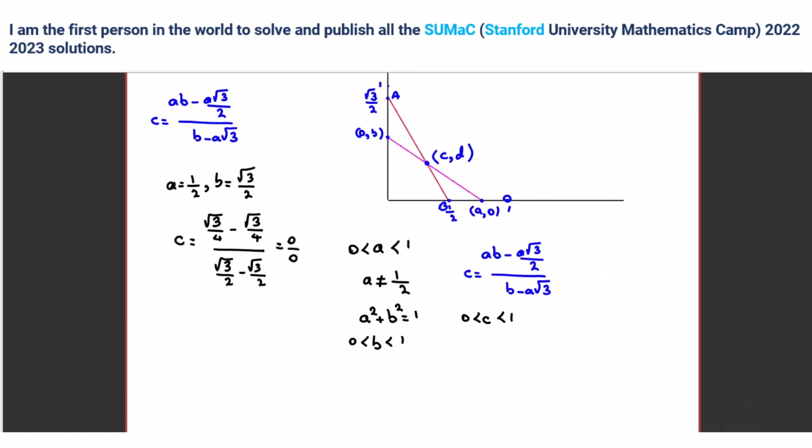It's only 1/2 for positive a values. Only 1/2 is for the case that this is 0. b minus a root 3 is 0, so b is equal to a root 3, and a squared plus b squared is 1, right? So 4a squared is 1, so a is 1/2. Okay, one value is that.